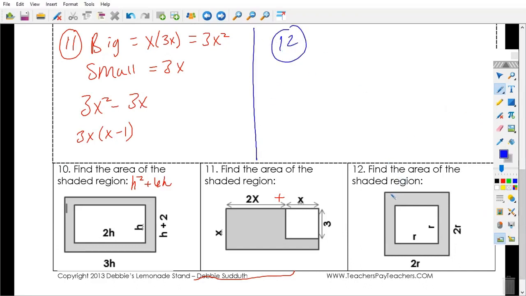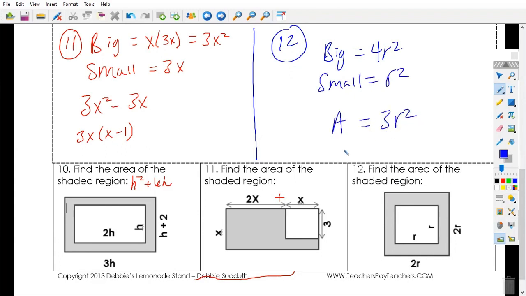12 says find the area of this one. So again, our big was what? For our square, what was our small? So what was our area? 3x squared. Yeah. That's it. Remember Casper the friendly one? Casper the friendly one is there. Okay.